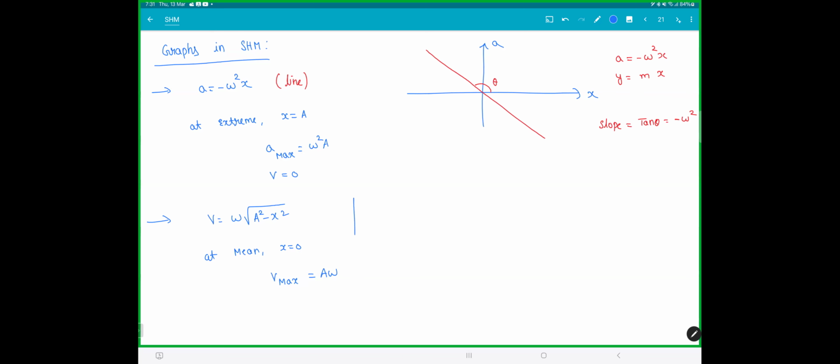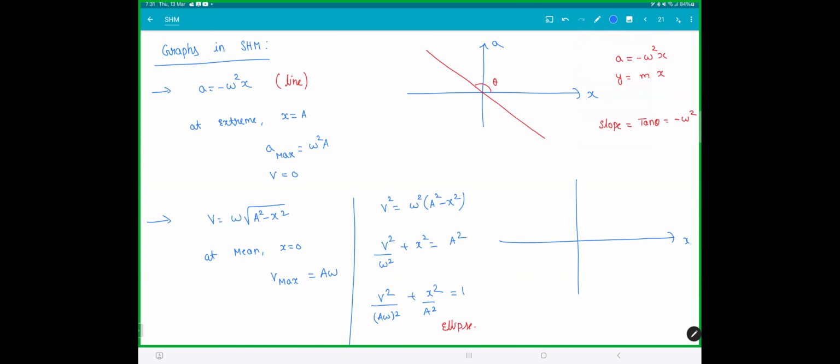If you rearrange these terms, you will notice v square is equal to omega square times a square minus x square. This will be v square by omega square plus x square is a square. V square by a omega whole square plus x square by a square is equal to 1. This is an equation of an ellipse. So if they ask you to plot a Vx graph, you will get an ellipse.